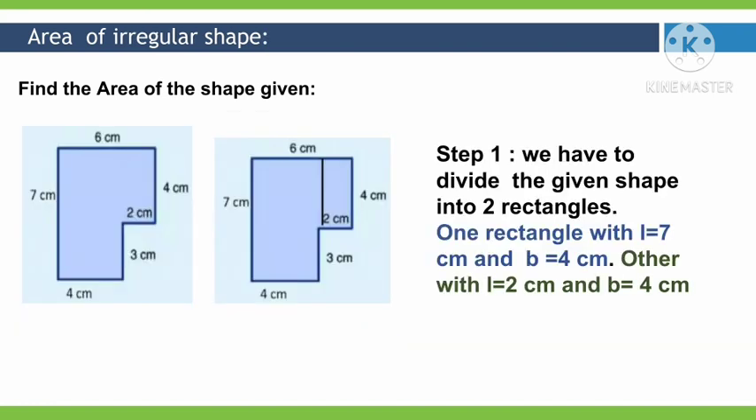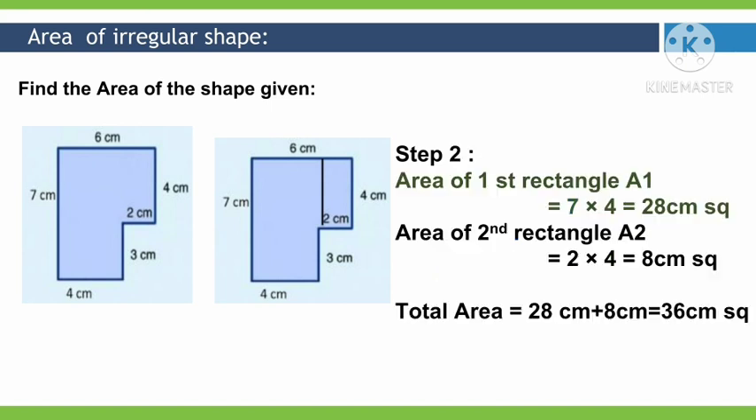Now children, look at one more example to find the area of the given shape. Here again you have an irregular shape. So step 1, you have to divide the given shape into smaller rectangles or squares. So first we have drawn one line and we have divided it into two rectangles. The first one having 7 centimeters and 4 centimeters, and the second rectangle having length 2 centimeters and breadth 4 centimeters.